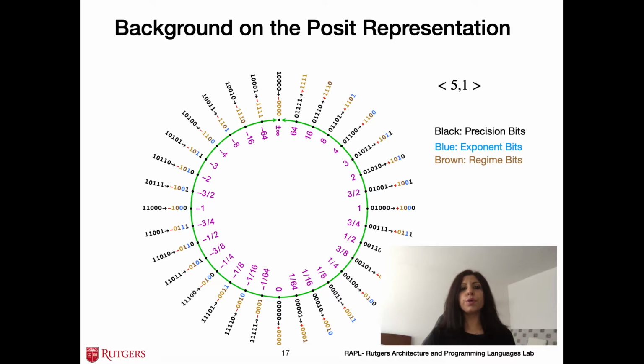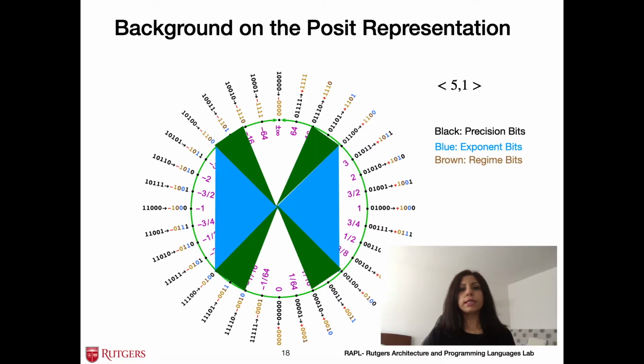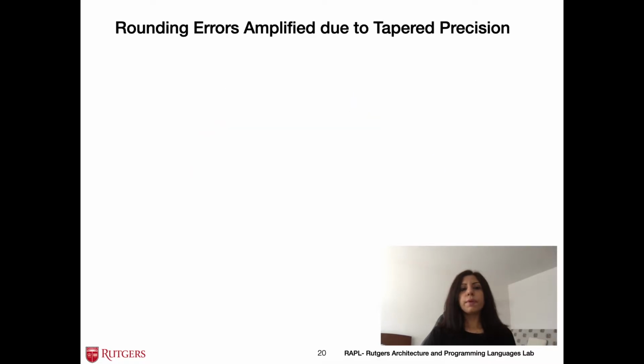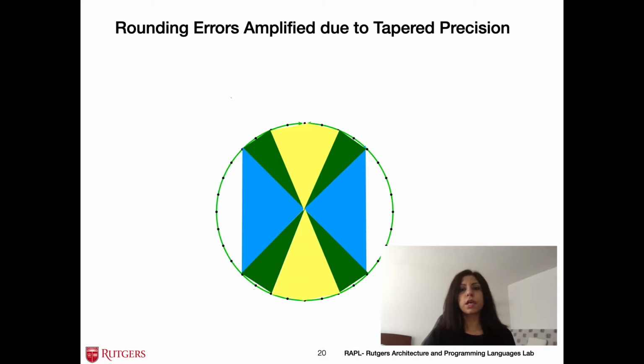Now I'm going to show you how numbers are distributed based on the number of precision bits in this configuration. Numbers close to 1, shown in the blue region, have the maximum number of precision bits. Numbers in the green region have a low number of precision bits in comparison to the blue region. Numbers in the yellow region have the lowest number of precision bits. This shows how precision changes based on the range of the number. Tapered accuracy is amazing because it provides more precision for certain numbers. However, it introduces additional challenges.